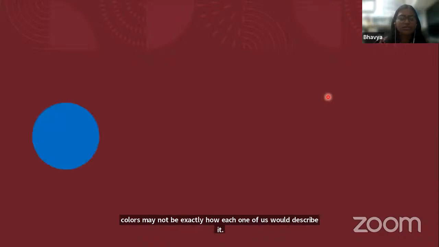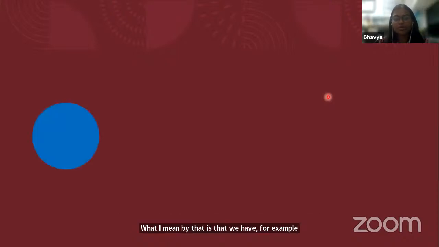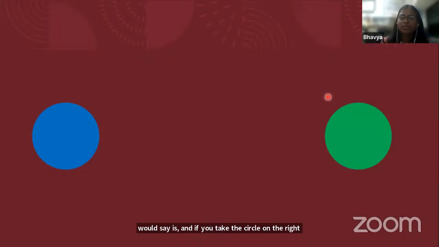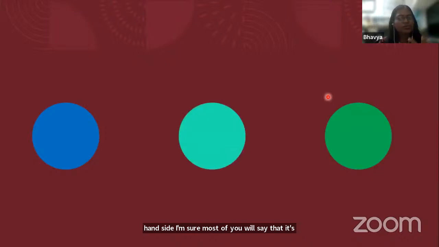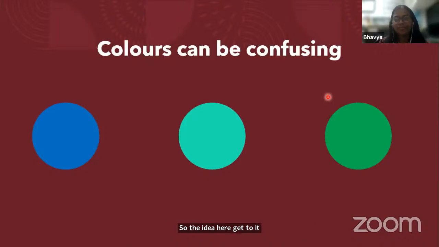What I mean by that is that we have, for example, this circle on the left-hand side, which most of you would say is blue. And if you take this circle on the right-hand side, I'm sure most of you will say that it's green. But what about this color? Is it bluish green? Is it greenish blue? Depending on who you ask, you can get different kinds of answers, and some will even say it's a separate color on its own. So the idea I'm trying to get to is that colors can be confusing because depending on who you ask, you can get different answers, because it's a very subjective sense for humans.